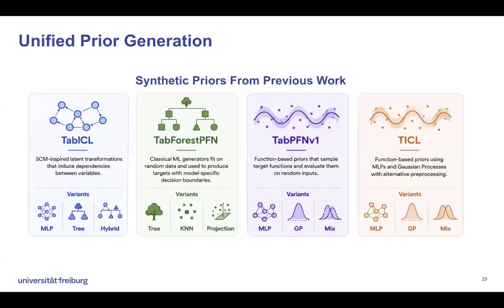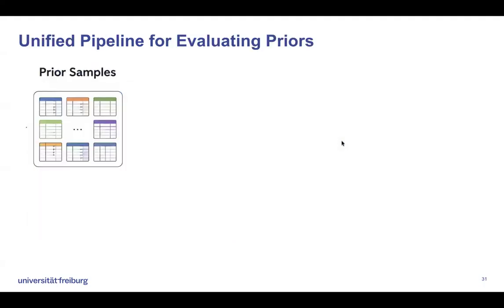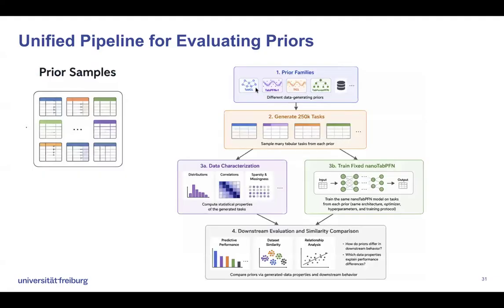In order to do this, my students collected a bunch of public priors and created a unified interface for those. Then they also added two priors of their own based on real-world data. One of them by using the original target column of the dataset, and the other one by randomly sampling the target column. This is inspired by TabDPT, which is another tabular foundation model. And yeah, once they had collected all the priors, they went and generated 250,000 datasets of each prior.